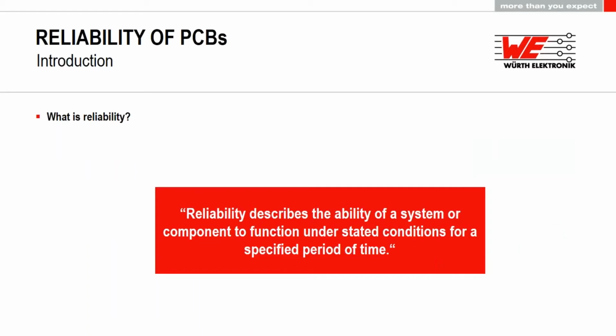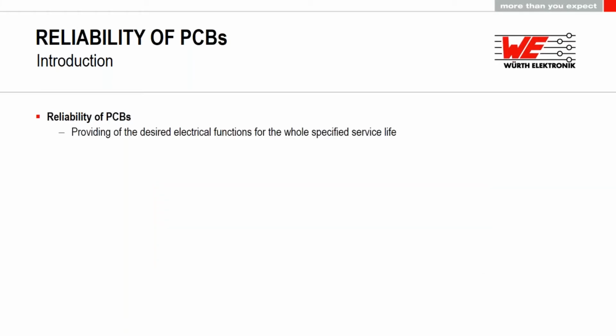So what is reliability? The definition says reliability describes the ability of a system or component to function under stated conditions for a specified period of time. What does that mean for PCBs? For PCBs, it means that they should provide their electrical functions over the whole specified service life. Of course, the PCB should also provide other functions, but in fact, as long as it works electrically, no one will ever take a look at it.